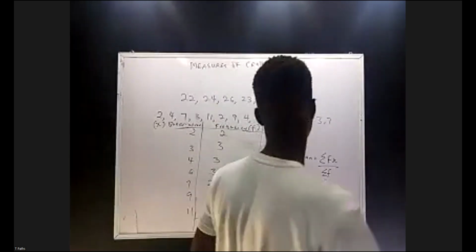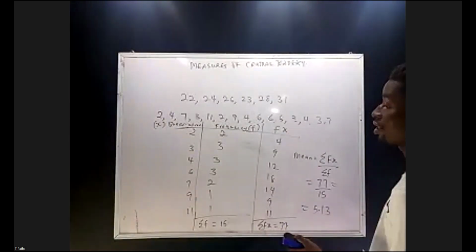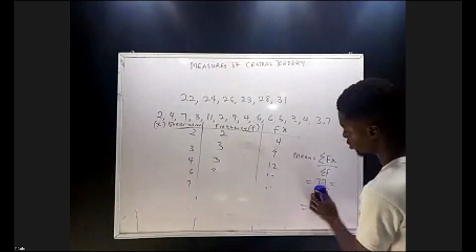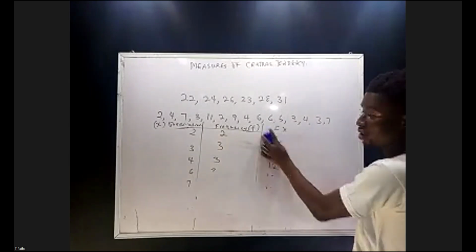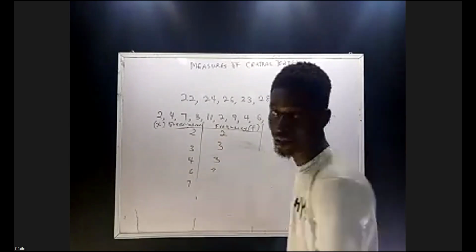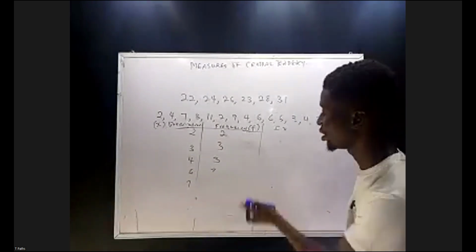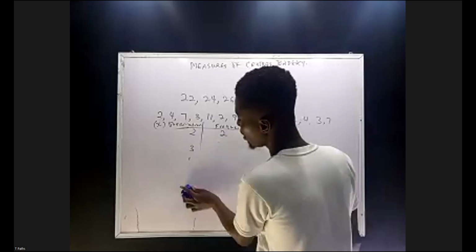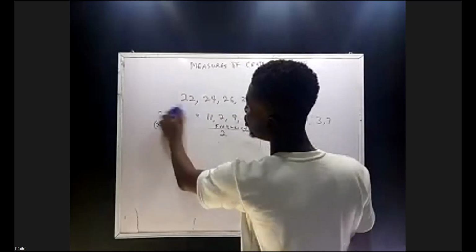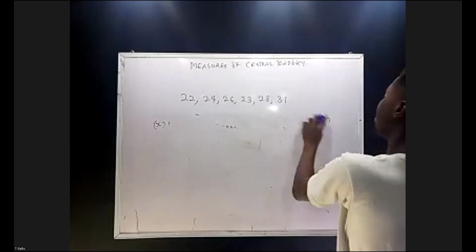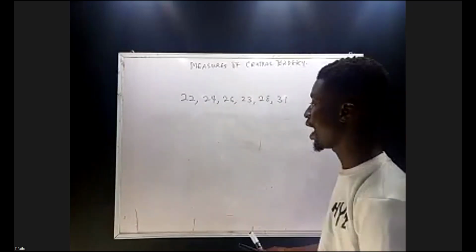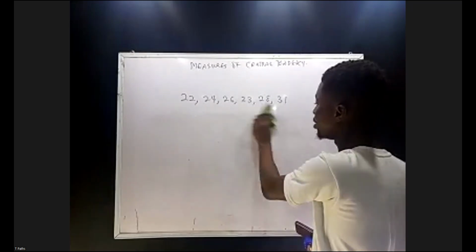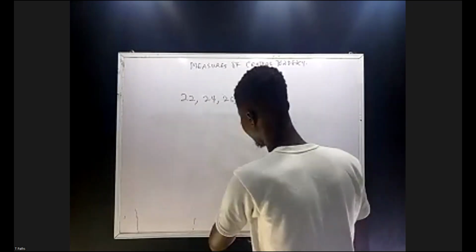Now let's move to the next measure of central tendency, which is the mode. Now, what is mode? If your mean is simply the average of this set of numbers, what is my mode? My mode is the highest point number, the one that appears the most.